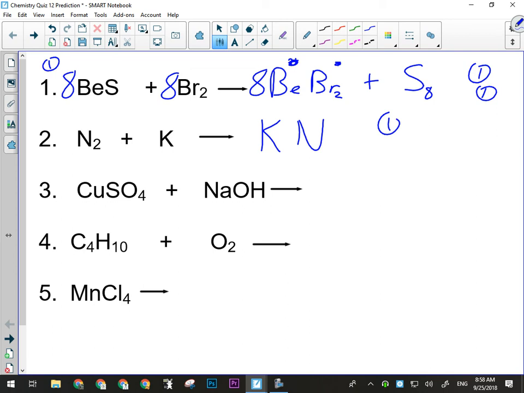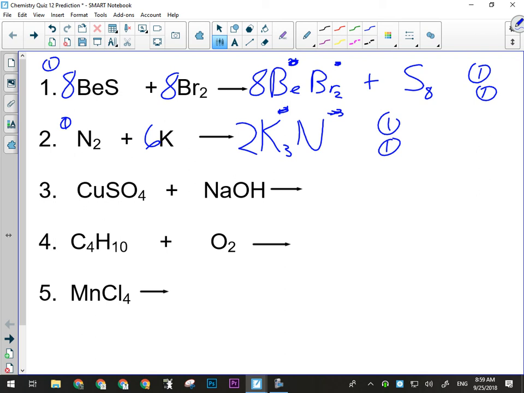1 mark. When dropping and swapping, this is a -3, this is a +1, so we have K3N. That's a pretty easy mark. Then we have to balance. So we've got 3 of these, and sorry, we don't have 3 of those. We're going to have 6 of those. Yes, we are. So we've got 1 nitrogen, 6 potassiums, and 2 potassium nitrides. That would be your 3rd and final mark for the balancing.